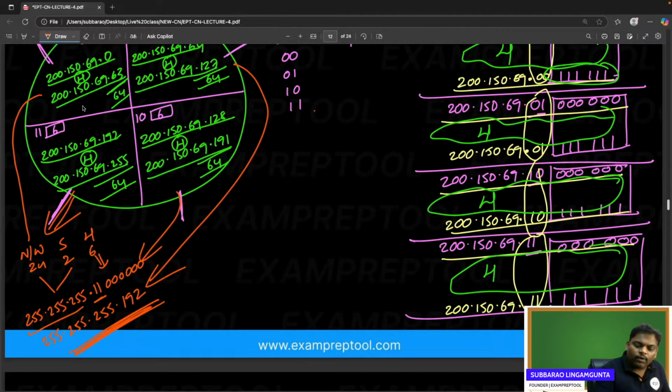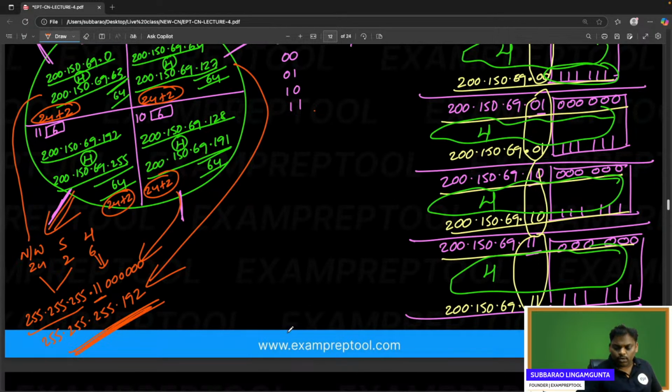Here network part is 24, subnet part is 2. 26 ones are there in the subnet mask. It is also the same, 24 plus 2. 26 ones are there in the subnet mask. Here also 26 ones are there. Here also 26 ones are there. That is the reason every subnet mask is the same.